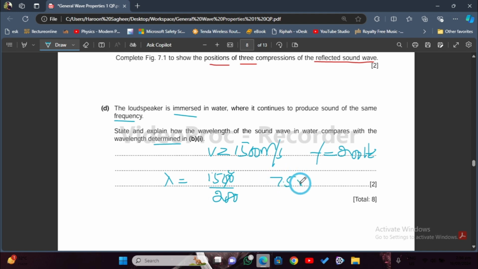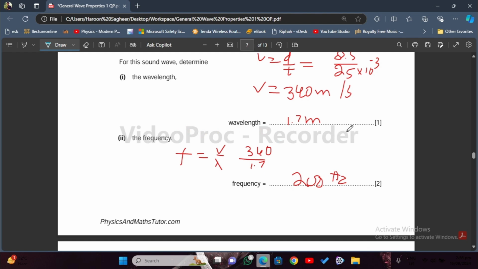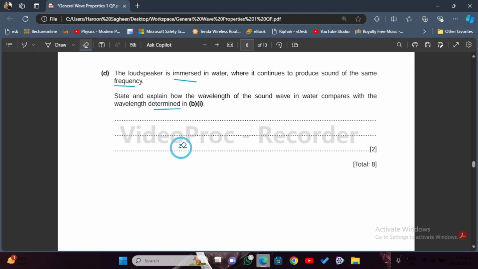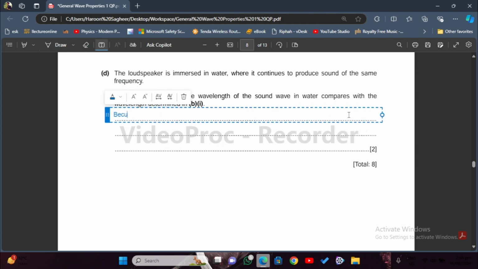So that is basically 7.5. If you see this, the wavelength has been increased. In air, the wavelength of sound was 1.7 meters, but in water it is 7.5 meters. So we will just remember this value. Let's just write the answer here first. Right, there we go. Because of higher density of water, the speed increases, and wavelength as well.